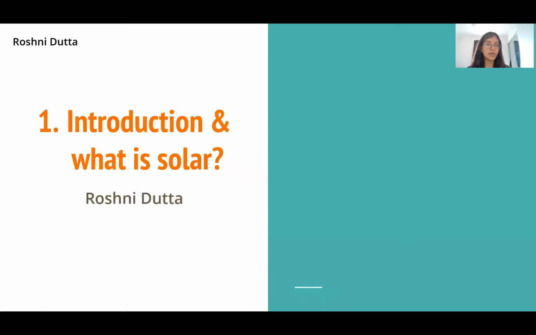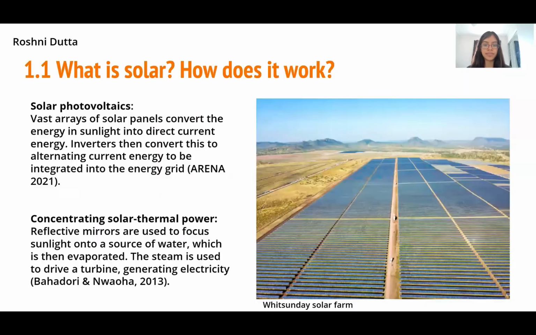I'm Roshni Dutta, and I'm going to talk about what solar is. Large-scale solar for energy production can be split into two types. The first is known as solar photovoltaics, or PV. This involves large arrays of solar panels set out in an open space. The panels capture and convert the energy in sunlight into direct current energy. Inverters then convert this to alternating current energy and is integrated into the energy grid.